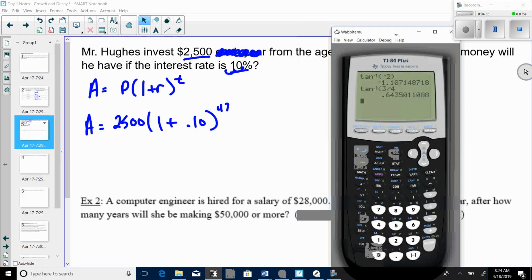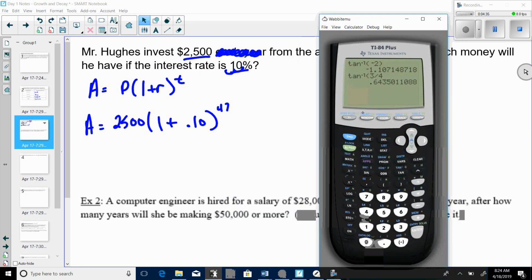And I'm going to use the calculator. You would just type it into the calculator. I don't know if you guys are going to be able to see this or not. So I do 2,500 in the calculator, and then I would do parentheses 1 plus 0.1, close the parentheses, caret or raised to the 47th power. You type it in exactly the way it looks on the right-hand side of the equation, and you hit enter.